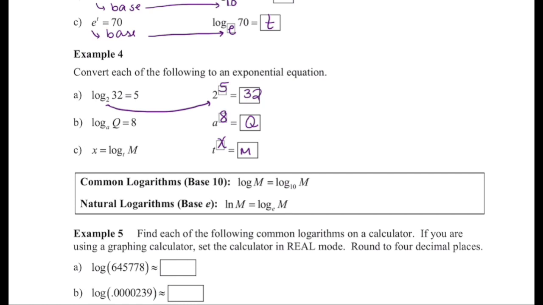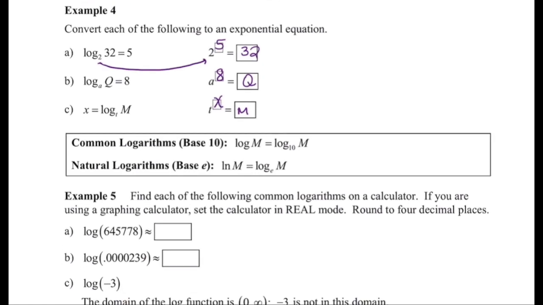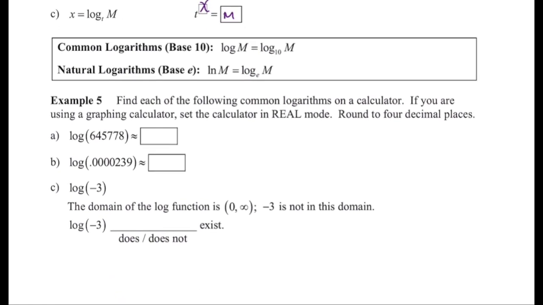The common log is when we have a base of 10, and the natural log is when we have a base of e. So if we don't see a base value down below here, we assume the base is 10, or with the natural log, we assume the base is e. Find each of the following common logarithms on a calculator. If you are using a graphing calculator, make sure it's set to real mode, and then round to 4 decimal places.